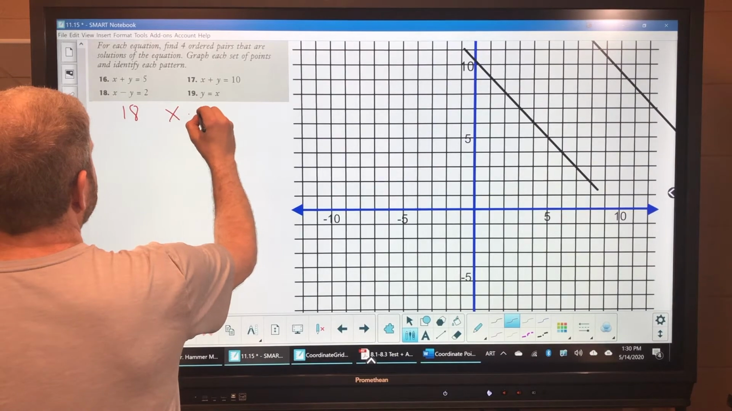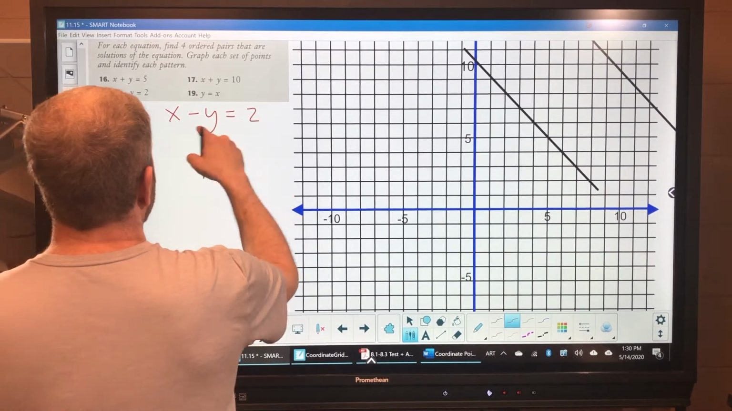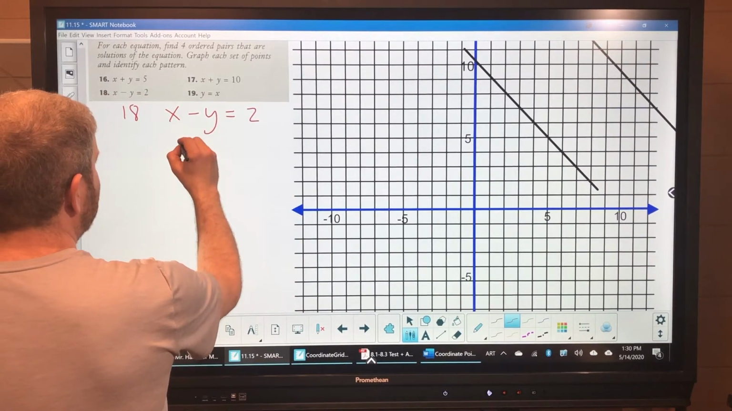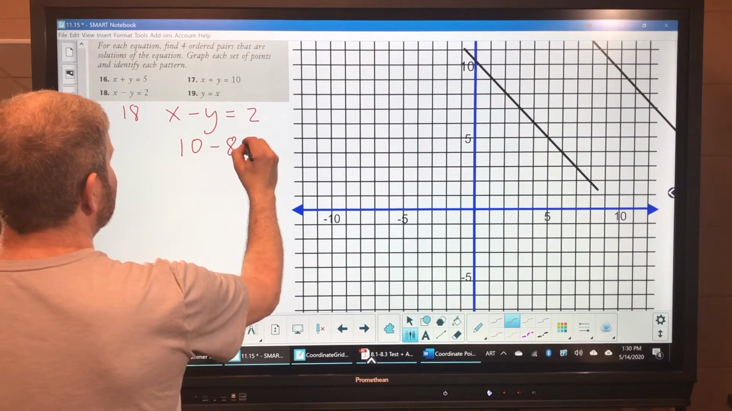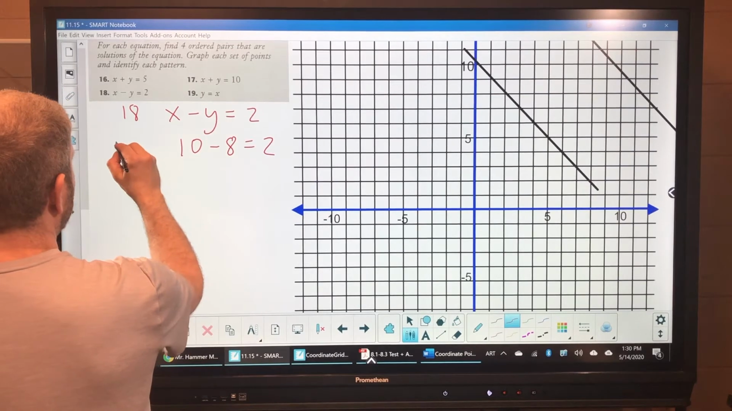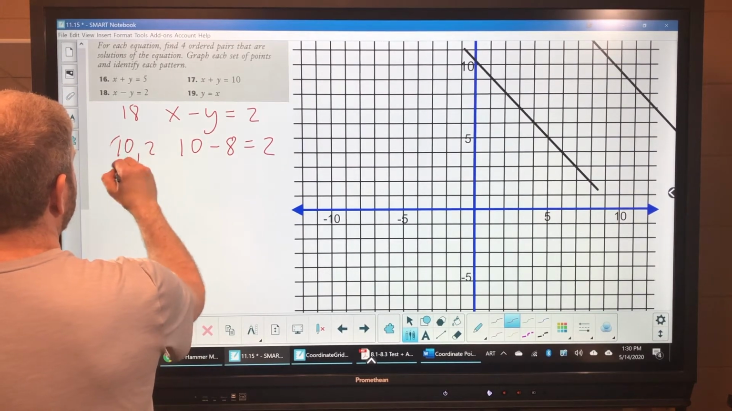Number 18 has x minus y equals 2. So now we have a subtraction. So we'll do the same thing. If my x is 10, I need to subtract 8 to give me 2. So my coordinates will be 10, comma 8.